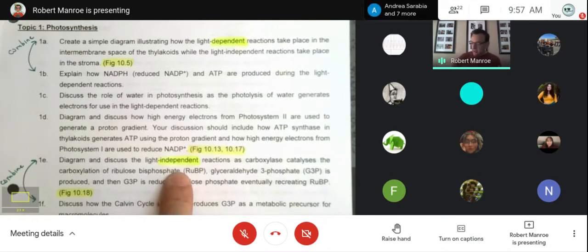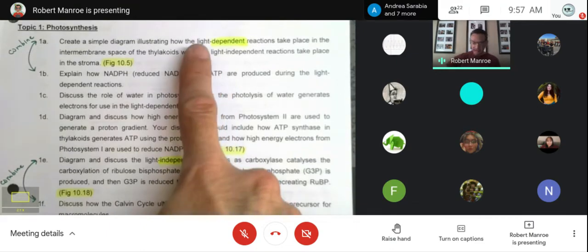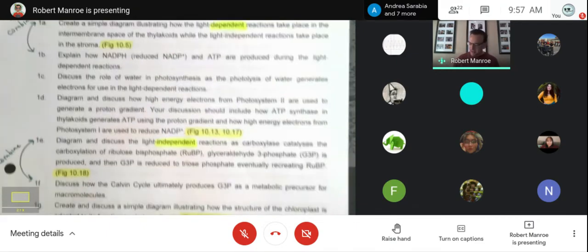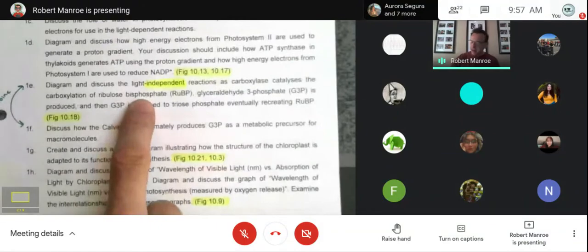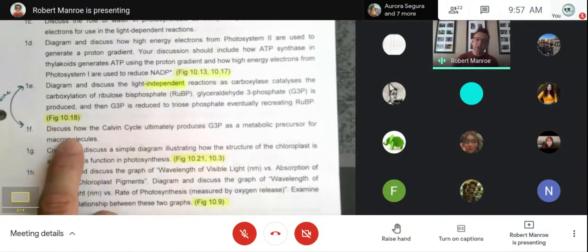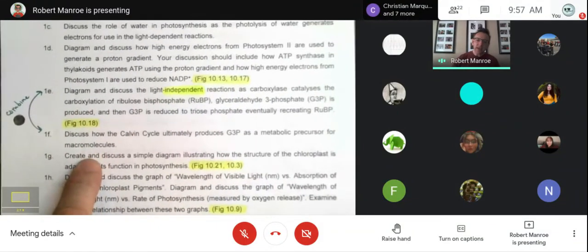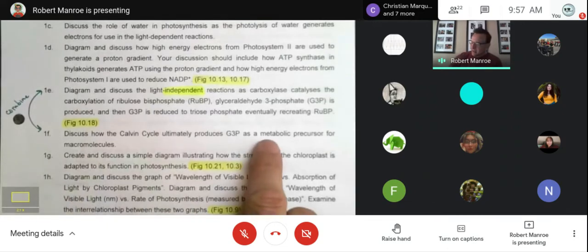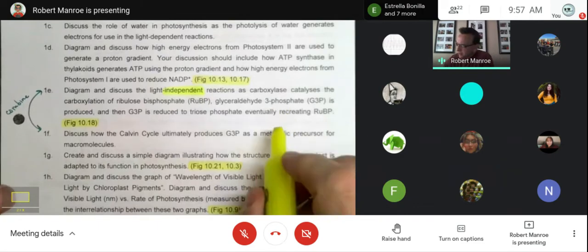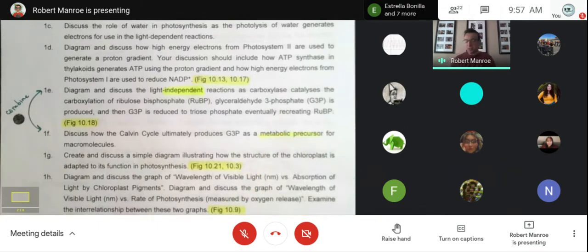So just like earlier with the light dependent, how they said diagrams and explanation, it's the same format here. Diagrams, 1018, and explanation. So group 1E and 1F together also. And they drop this fancy phrase here, metabolic precursor.